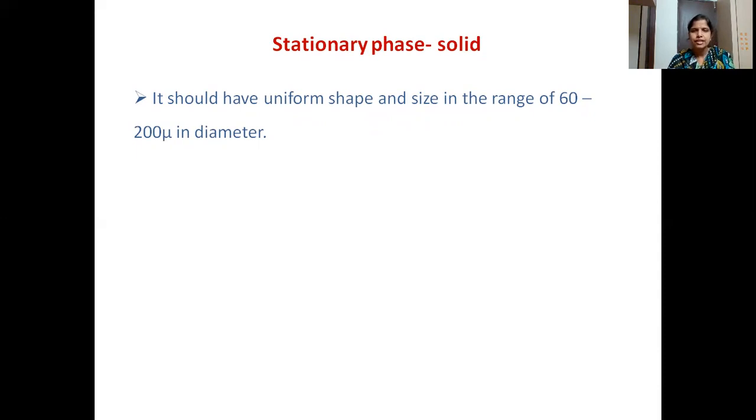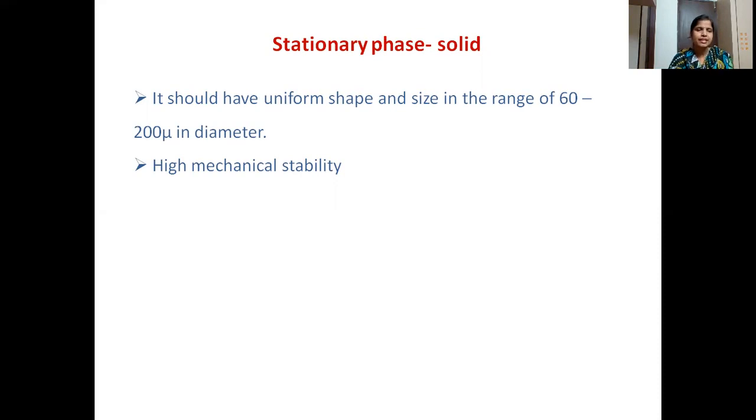The size should range in the order of 60 to 200 microns in diameter. We call it the mesh size. The mesh size that we usually use in a column is from 60 to 200 microns in diameter. And it should show high mechanical stability.